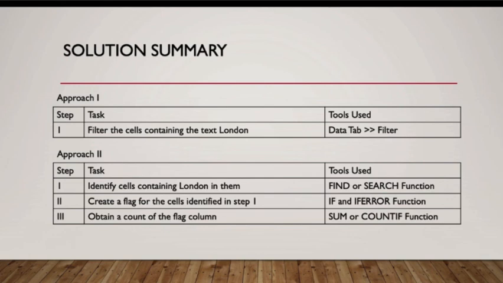However, it's a lot more flexible. The first step that we executed there was to identify the cells containing London in them. We did this using the find or the search function. The second step was to create a flag for the cells identified in step 1. We did this using the if and if error functions. Finally, the third step was to obtain a count of the flag column. We did this using sum. However, you can also use the countif function.